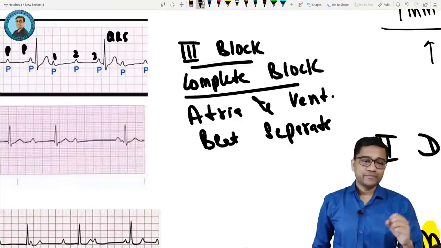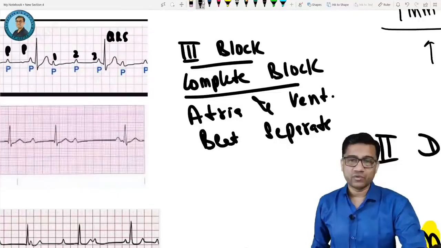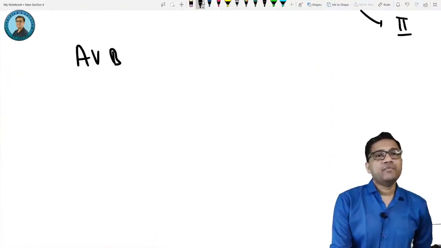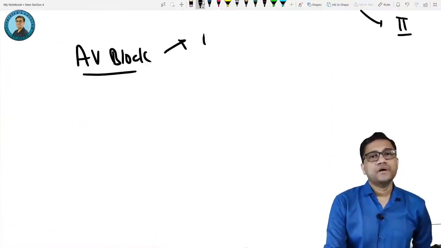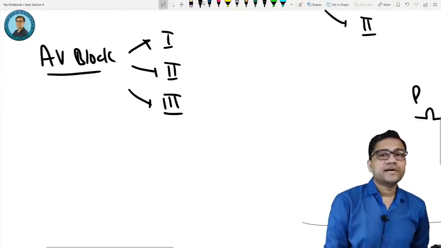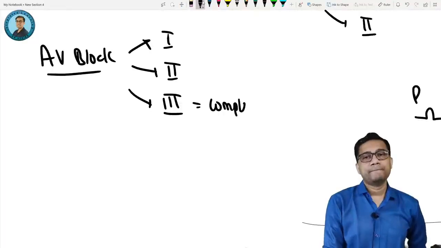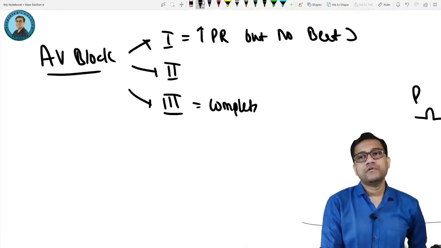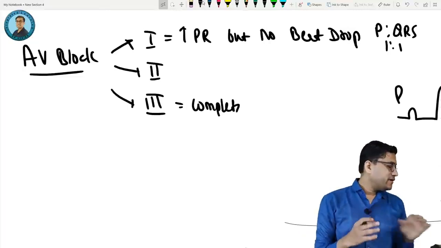Okay. So what is the summary? So we'll do the summary in this case. Okay. So summary, please have a look. AV block: first degree, second degree, third. Third is complete, leave it. One: increase PR, but no beat drop. What is the indicator? P by QRS ratio, how much? 1:1. Are you clear?